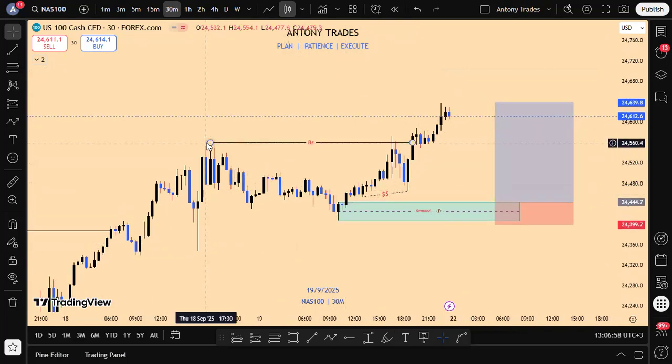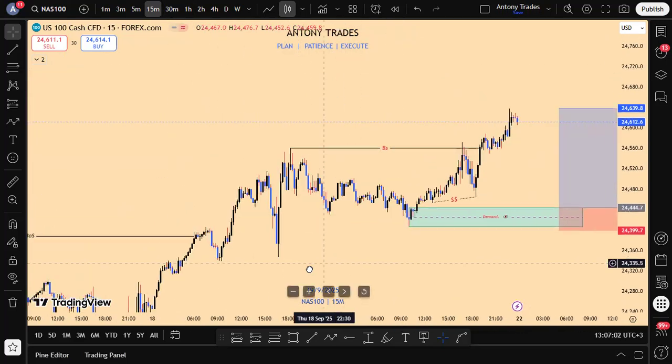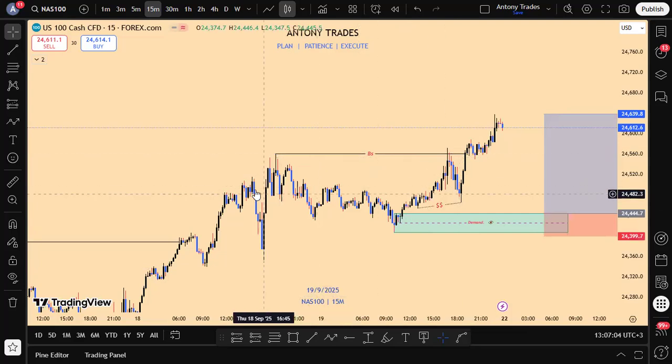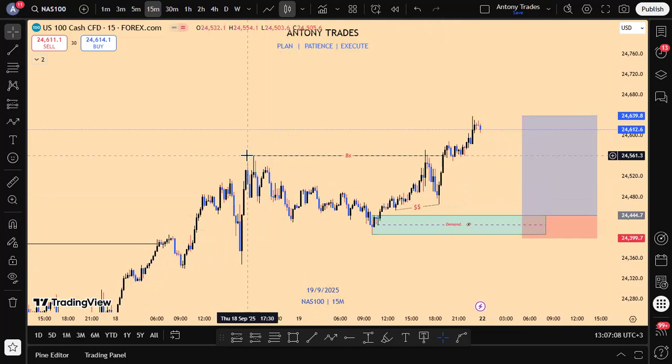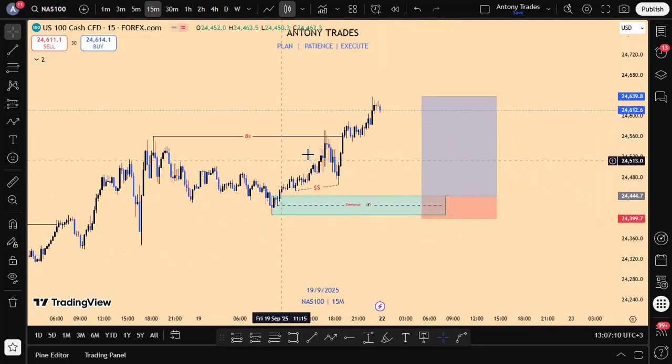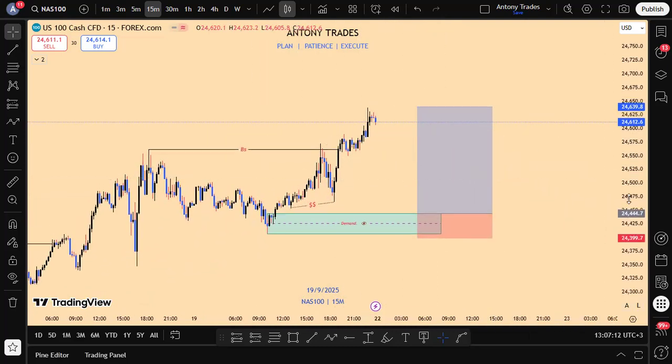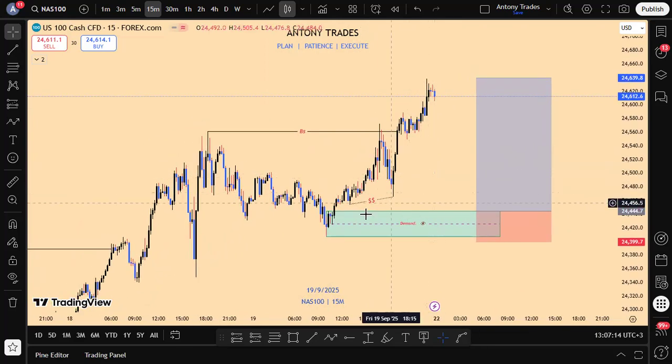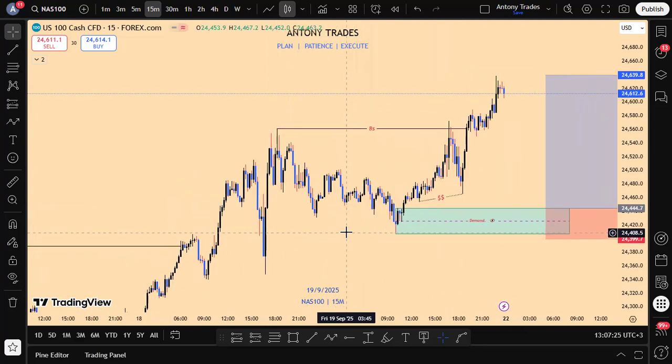So now we have another break of structure here, which has already swept liquidity below this low. So this is also a strong break of structure. So this is the setup that I'm having here on the NAS 100. We have a very strong demand zone down here, liquidity above it. So everything checks out from our checklist.